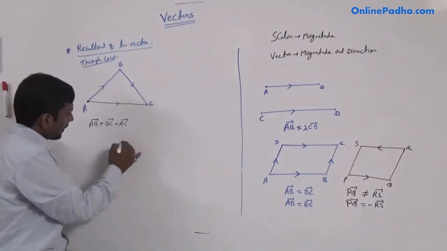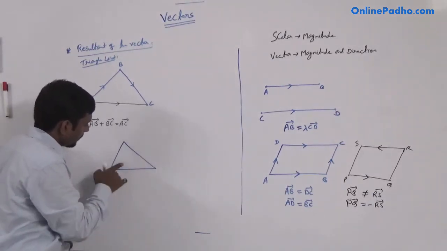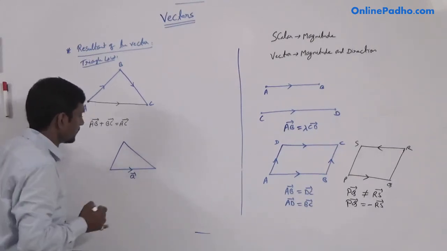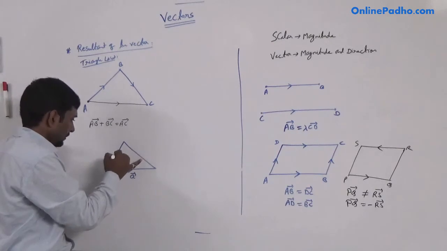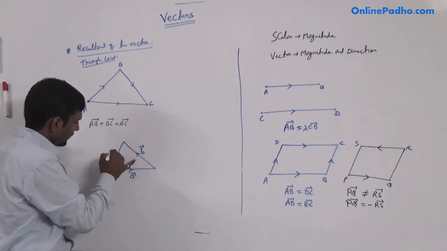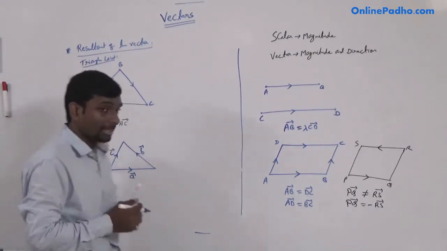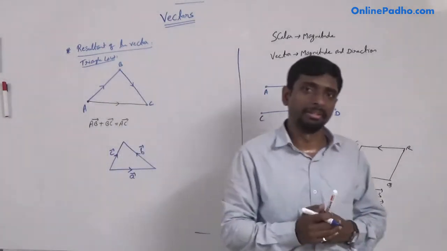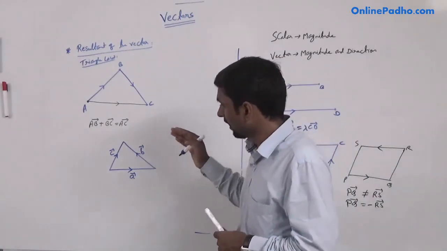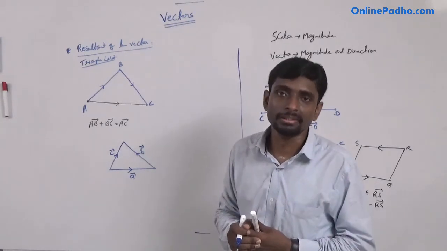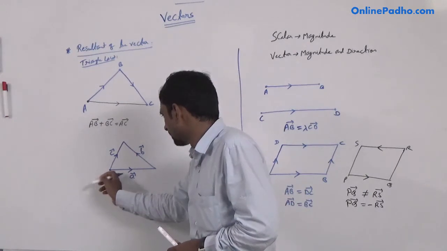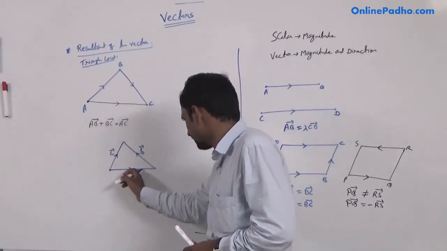If we have a triangle in which this vector is small a vector and this vector is small b vector and this vector is c vector, what is the relation between a vector, b vector and c vector? What is the relation? Let us see. This is the starting point. You have to see the direction. Direction is what? This is the direction.